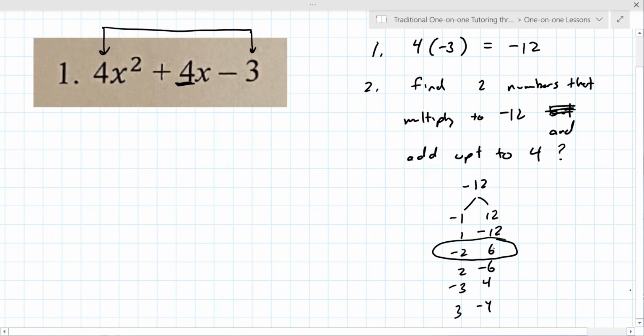Yeah. Okay, great. So now that you've identified those numbers, you go to this middle term right here and you break it apart. You write it as -2x plus 6x. Okay, do you follow that? Yeah. And then you bring these two down. Okay.